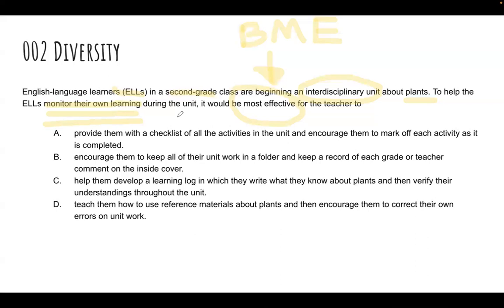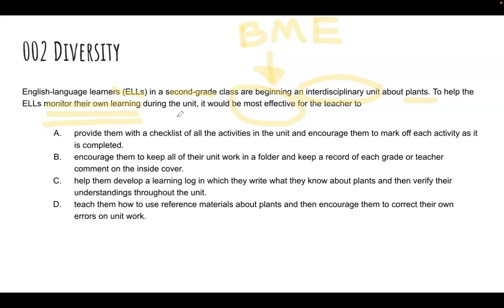A, provide them with a checklist of all activities in the unit and encourage them to mark off each activity as it is completed. B, encourage them to keep all of their unit work in a folder and keep a record of each grade or teacher comment on the inside cover. C, help them develop a learning log in which they write what they know about plants and then verify their understanding throughout the unit. D, teach them how to use reference materials about plants and then encourage them to correct their own errors on unit work.